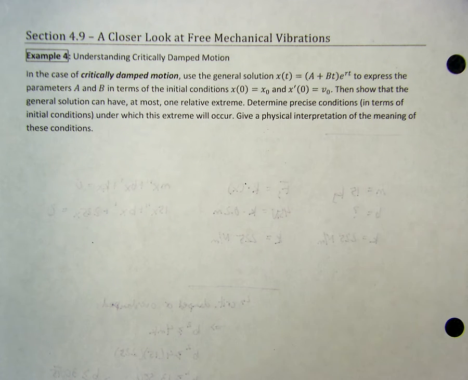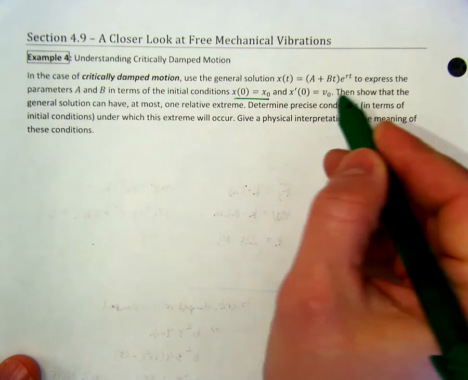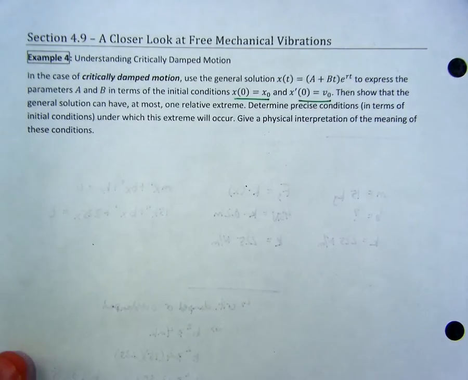All right, in this video, we're going to look at this theoretical question from 4.9 example 4, looking at critically damped motion. We're going to try to prove mathematically and then understand physically what's happening here, and prove why this can have just a single, if any, relative extreme. We'll assume it has some initial conditions, an initial position and an initial velocity. We're going to try to show that it can have at most one relative extreme.